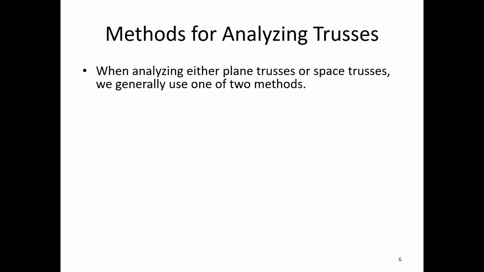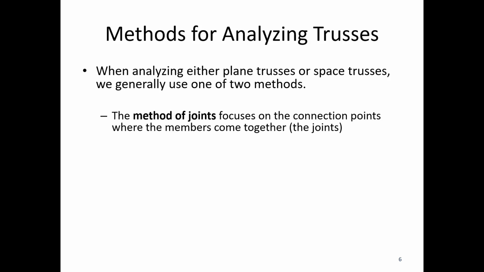So what are the methods for analyzing trusses? What do we do if we have a truss? We're generally going to have one of two methods. We have the method of joints, which focuses on the connection points where the members come together, the joints. This is generally the fastest way to solve for all the unknown forces. If we want to analyze the entire truss, the method of joints is usually what we use.